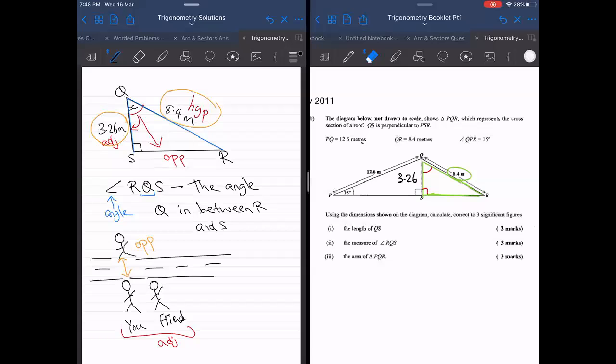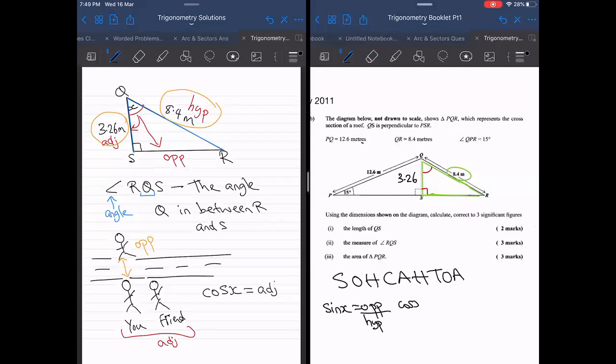I'm going to do it on the next page, but essentially what I'm going to have is that cos X is equal to the adjacent. So let me put it back over here in case anybody is not familiar with it yet. Sin X is when you have the opposite and the hypotenuse. Cos X is when you have the adjacent and the hypotenuse. And tan is for when you have the opposite and the adjacent.